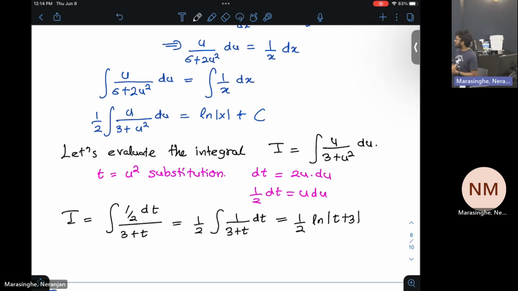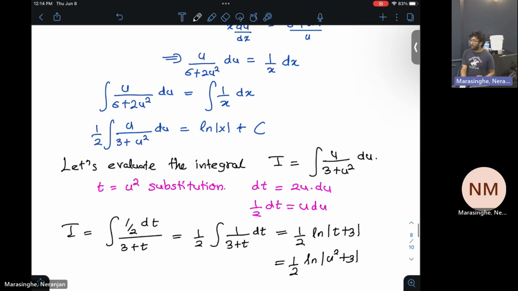Now I'm going to use the back substitution, right? I used the substitution t equals u square, so next I'm going to replace t by u square. So I would get 1 over 2 natural logarithm of u square plus 3. Okay. Now I know the integral: the integral of u divided by 3 plus u square is going to be 1 over 2 natural logarithm of u square plus 3.